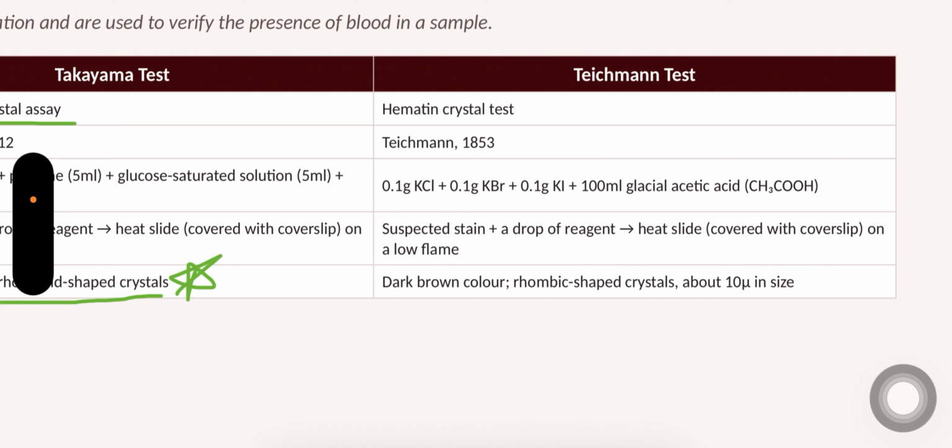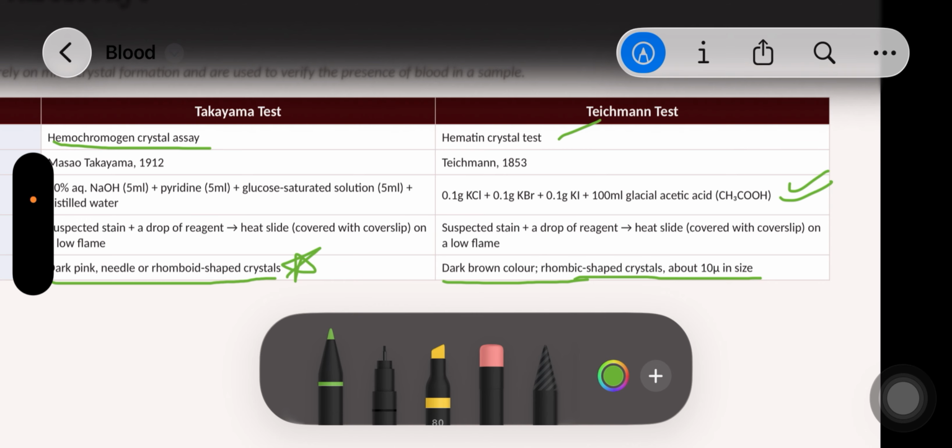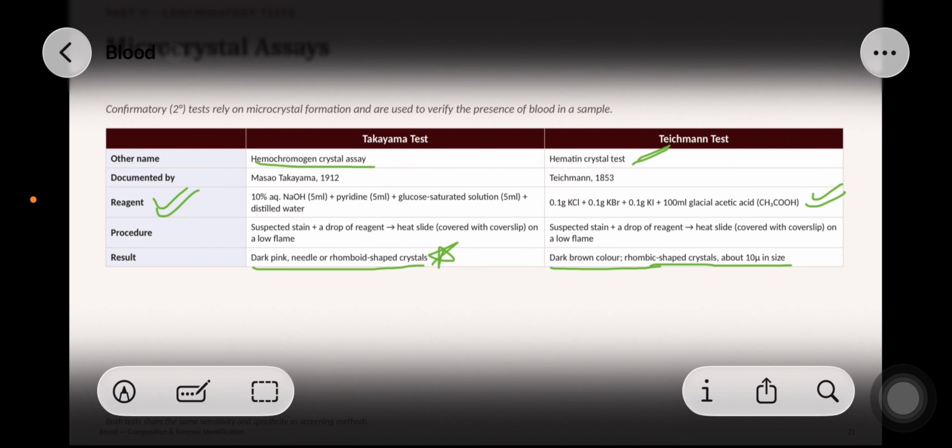Reagent here is 0.1 gram KCl, potassium chloride, 0.1 gram KBr, potassium bromide, 0.1 gram potassium iodide plus 1000 ml glacial acetic acid. Procedure for this is: add a drop of reagent on your suspected stain, heat the slide while covering it with a cover slip on a low flame. Now the result here you get is dark brown rhombic shaped crystals about 10 microns in size. Even this name also, you have to remember all these things.